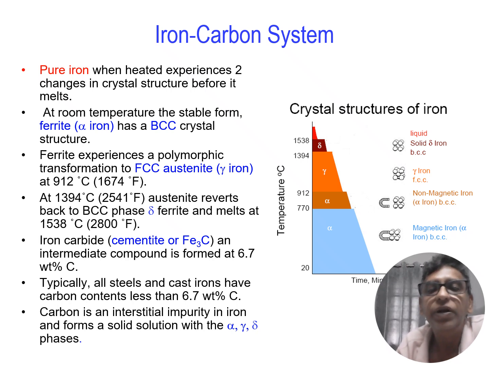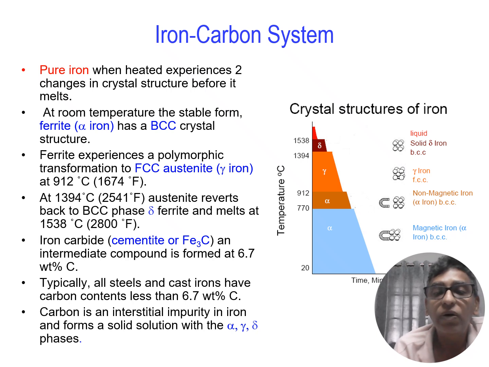Pure iron, when heated, experiences two changes in crystal structure before it melts. At room temperature, the stable form, ferrite or alpha iron, has a BCC crystal structure. Ferrite experiences a polymorphic transformation to FCC austenite at 912 degrees centigrade. At 1394 degrees centigrade, austenite reverts back to a BCC phase, delta ferrite, and melts at 1538 degrees centigrade.